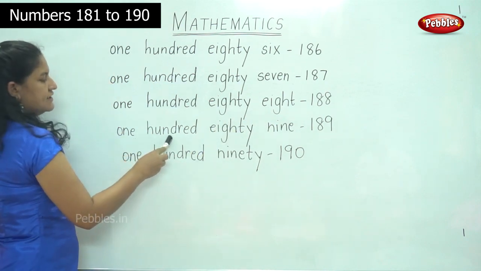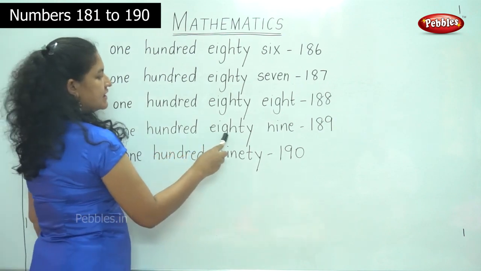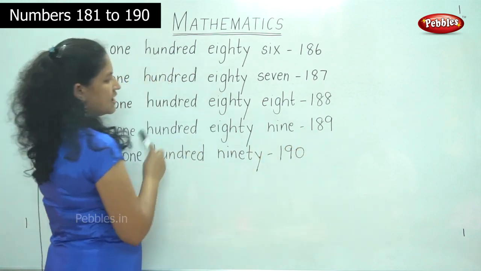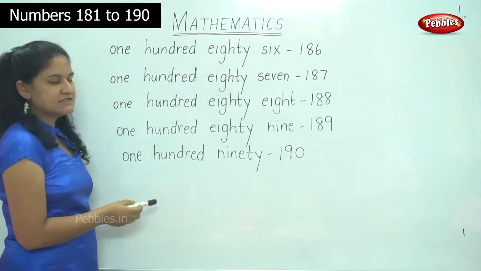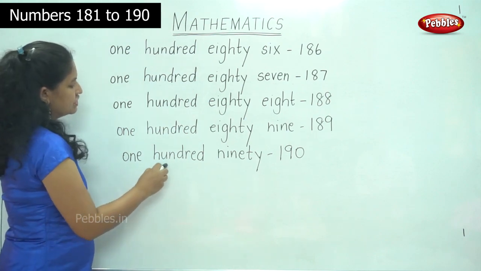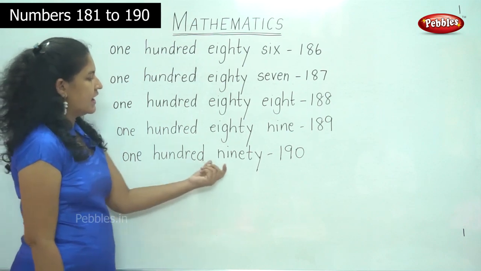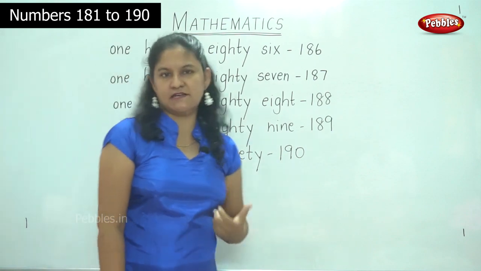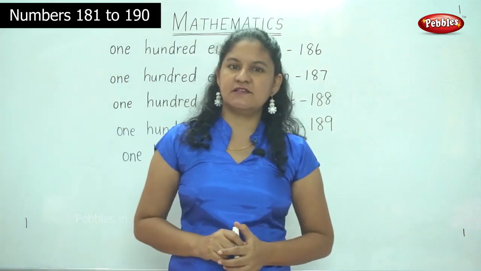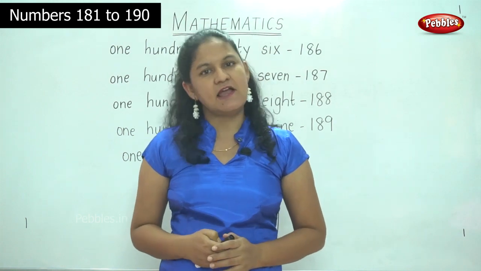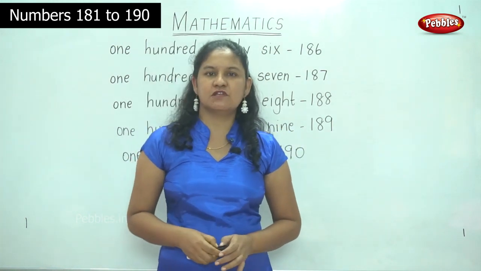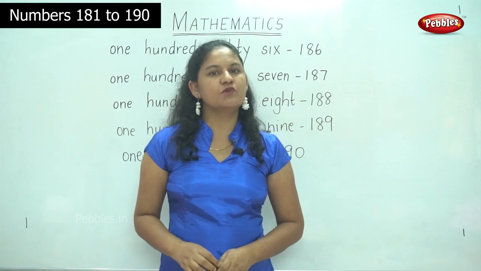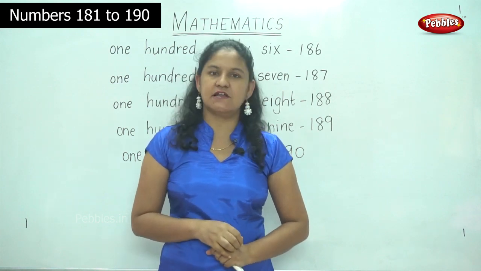O-N-E, 1, H-U-N-D-R-E-D, 100, E-I-G-H-T-Y, 80, N-I-N-E, 9, 189. And the last number, O-N-E, 1, H-U-N-D-R-E-D, 100, N-I-N-E-T-Y, 90, 190. So we have learned to write the numbers and identify them as well, and we've also learned the number names for the numbers from 181 to 190. So I hope you are writing the number names and the numbers along with me.